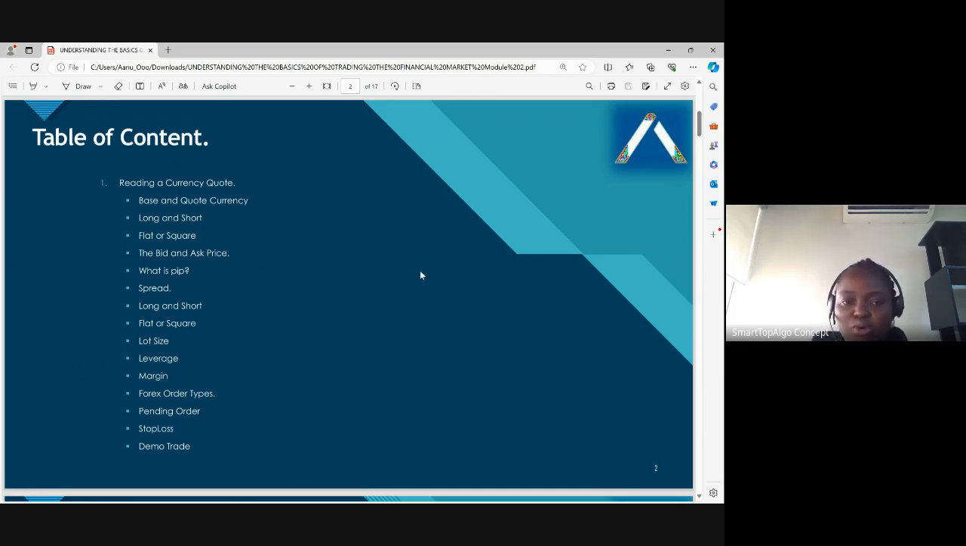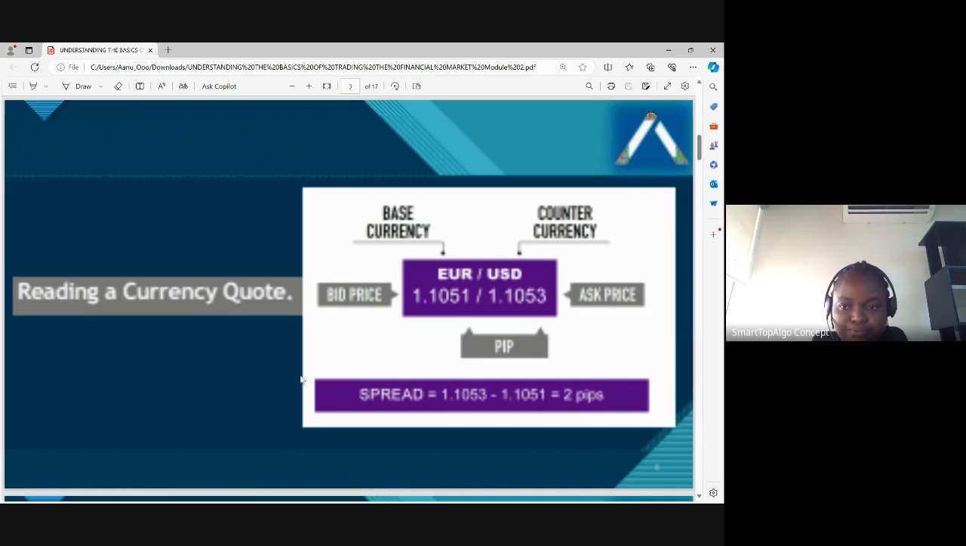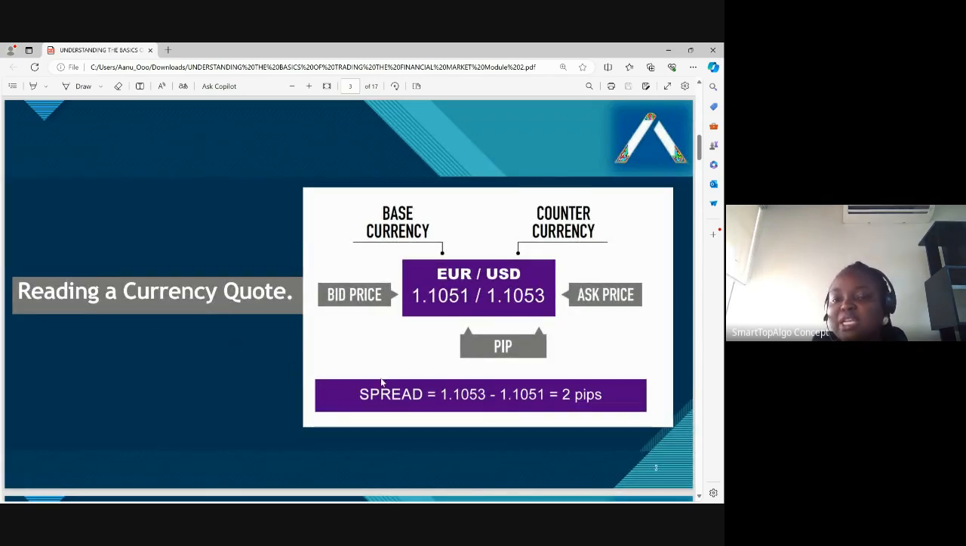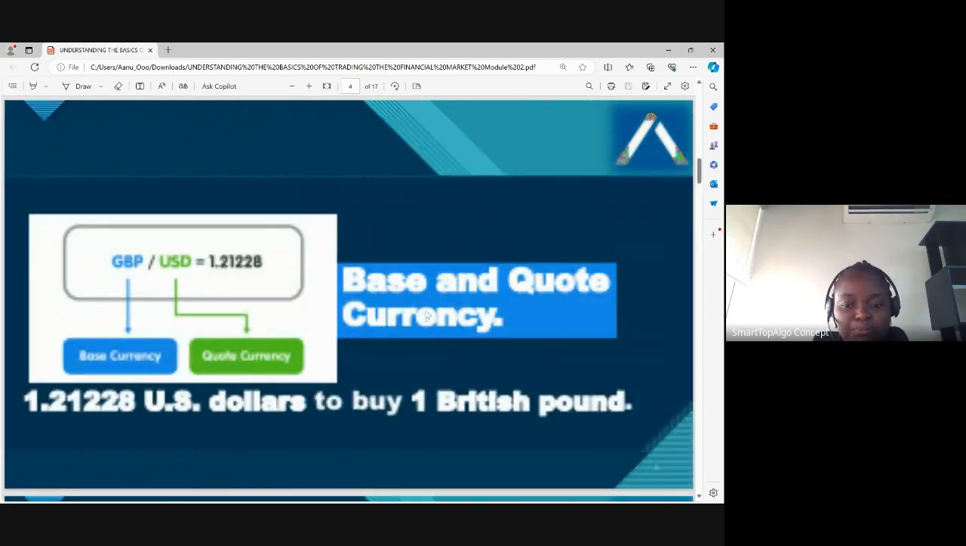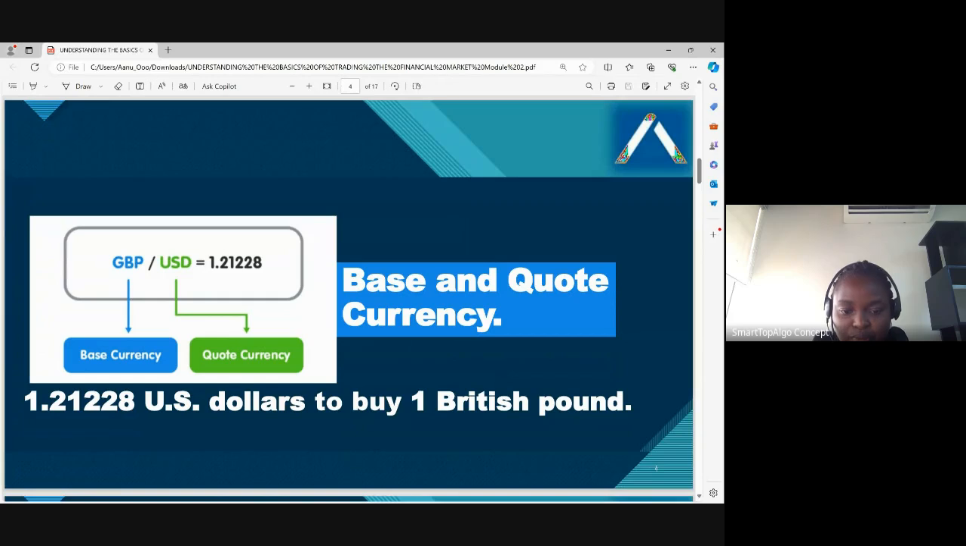Now, these are what we'll be looking at. Under reading the currency code, we'll be looking in detail at all this terminology. So we'll start with the base and the quote currency, then we'll look at the bid, the ask price, the pips, the spread. Now, let's start with the base currency.